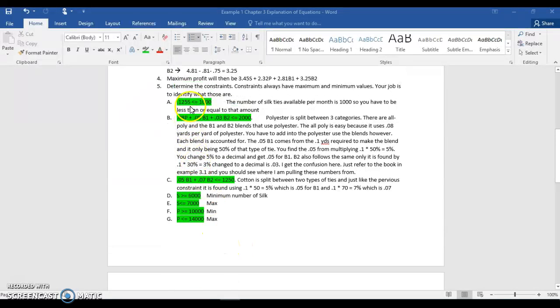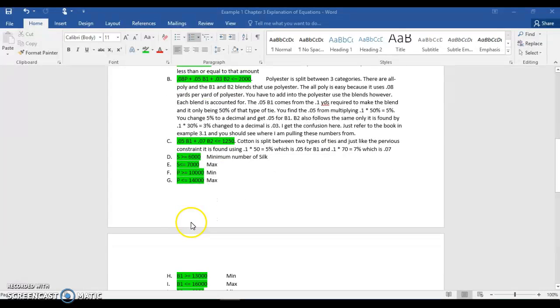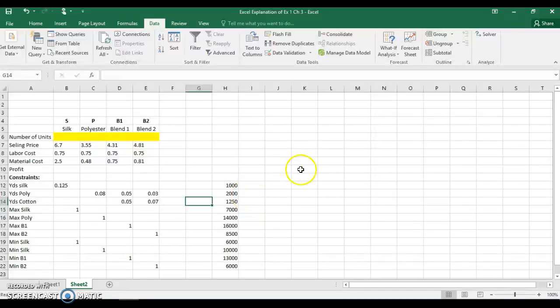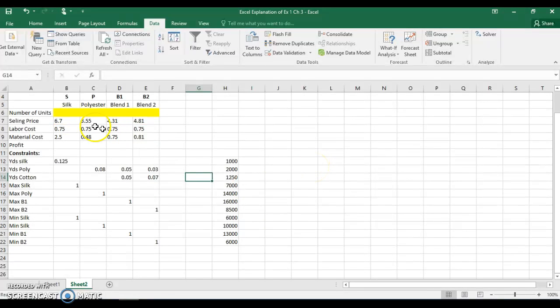Now we have identified all of our constraints that are here in green. We can now go to our Excel worksheet. Now I've already filled in a lot of the Excel worksheet. The gold up here, this is the solutions we're looking for. How many of each of these types are we making? Okay, so number of units for each of these. Remember, this is $6.70 is what we're selling it for. The 75 cents is our labor cost, and the $2.50 is the cost of material.